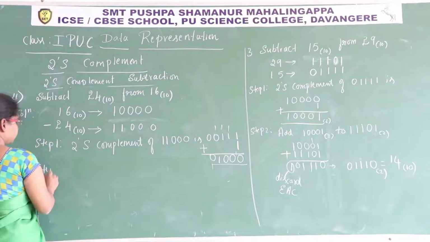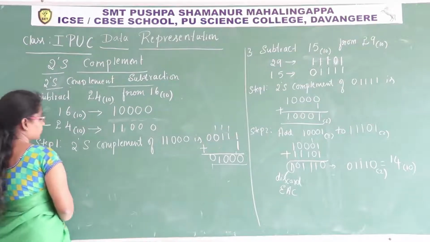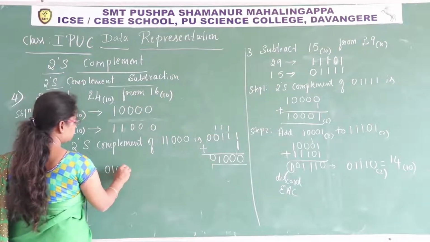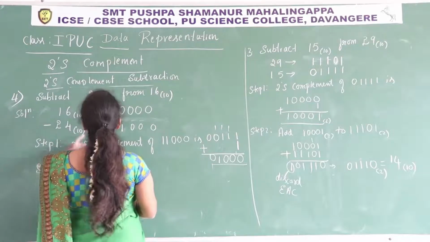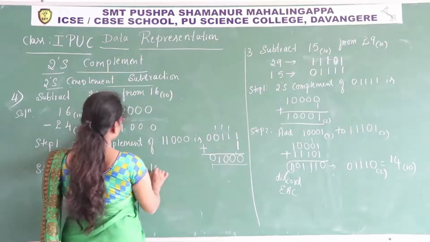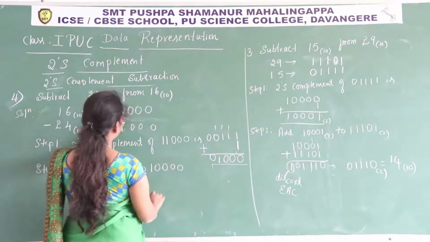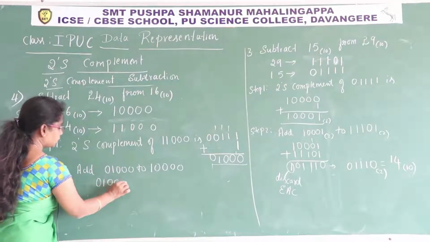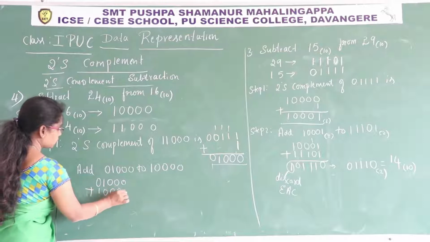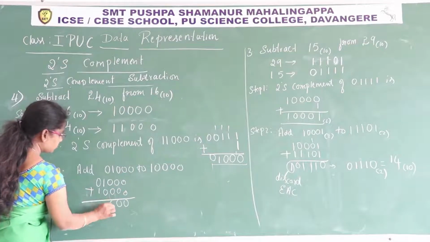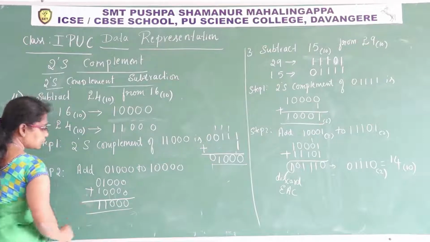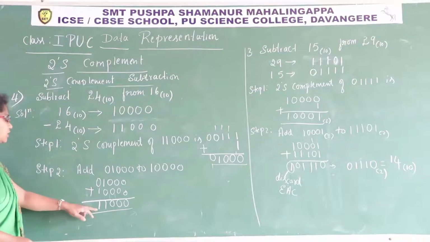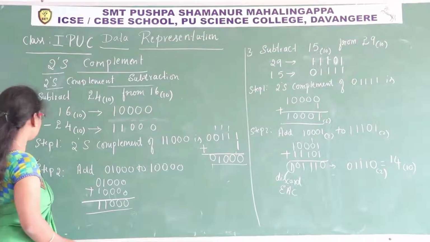Step 2: add this to the minuend. 0 1 0 0 0 plus 1 0 0 0 0 0 0 0 1 1. Here there is no end around carry. So according to the rule, if we don't get an end around carry, we shall take the 2's complement of this result. So I must take the 2's complement.